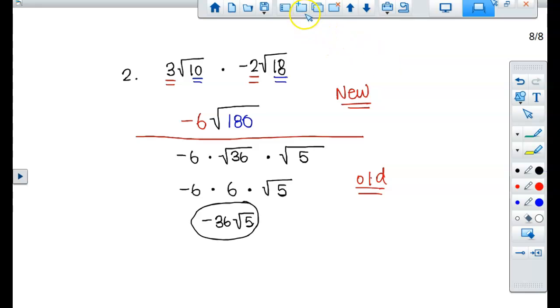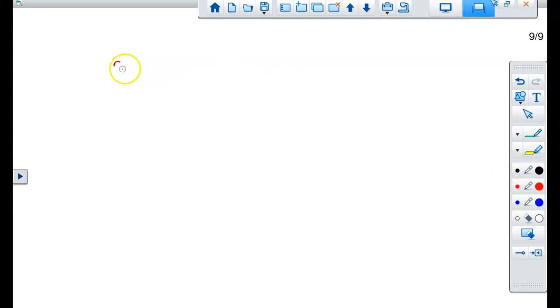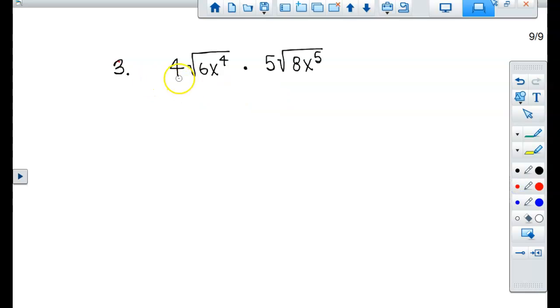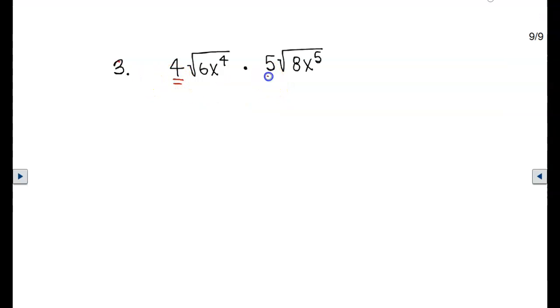All right. Now, let's look at just a couple more examples that maybe have some variables in them. So let's do 4 times the square root of 6x to the 4th times 5 times the square root of 8x to the 5th. All right, so to do this multiplication problem, the first thing we'll do is outside times outside. 4 times 5 gives me 20.